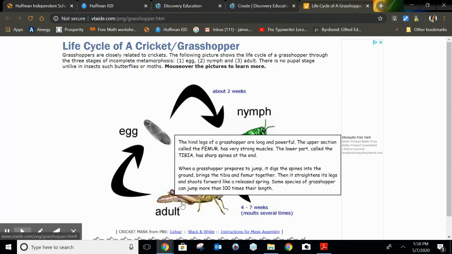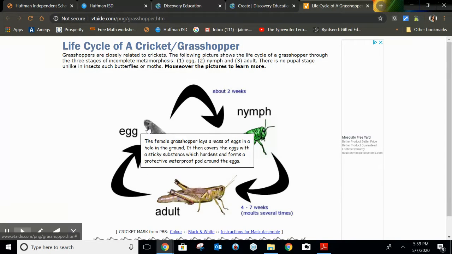The hind legs of a grasshopper are long and powerful. The upper section, called the femur, has very strong muscles. The lower part, called the tibia, has sharp spines at the end. When a grasshopper prepares to jump, it digs the spines into the ground, brings the tibia and femur together, then it straightens its legs and shoots forward like a released spring. Some species of grasshopper can jump more than 100 times their length. Then the life cycle will start all over again after the adult reproduces.